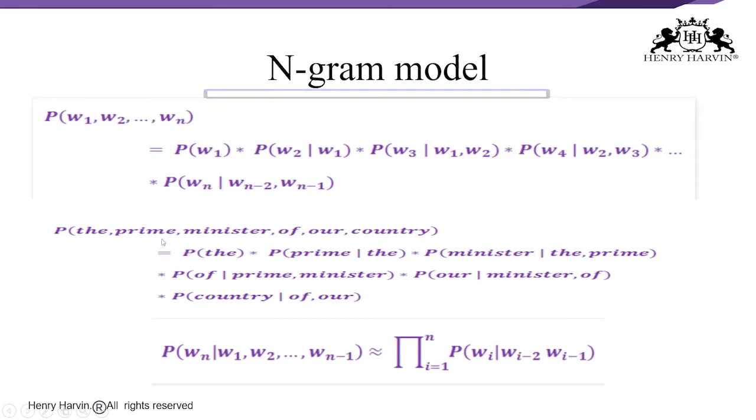So I'm trying to find out this one, which is nothing but the probability of W1 into the probability of W2 given W1. So what is the first word over here? "The." So probability of prime given "the", probability of minister given "the" and "prime", and probability of the next word given "prime minister", right? This is how it goes.